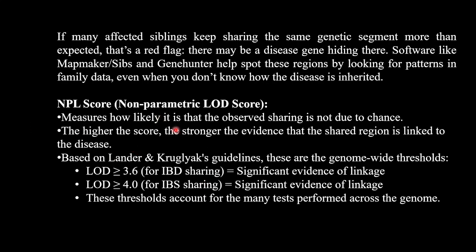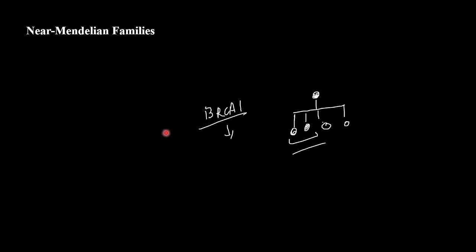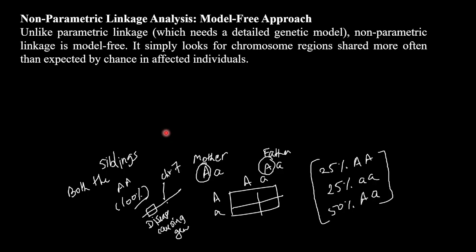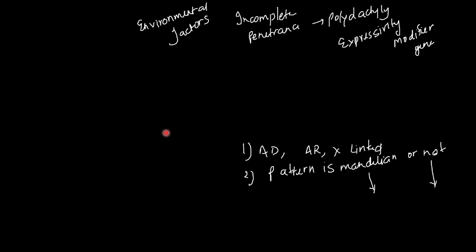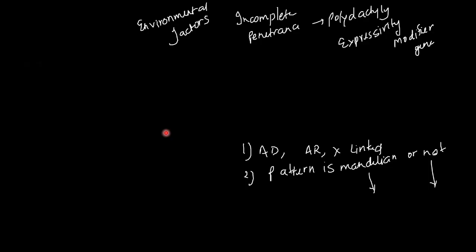So with this note, I am closing this lecture. I hope you understand what complex diseases are. The things you need to understand are that they are basically studied in twins and adopted children. Then you can use the mathematical model, which is segregation analysis. But in this case, you have to study the pedigree and find out whether the disease is autosomal dominant, recessive, or linked, and whether the pattern is Mendelian or not.